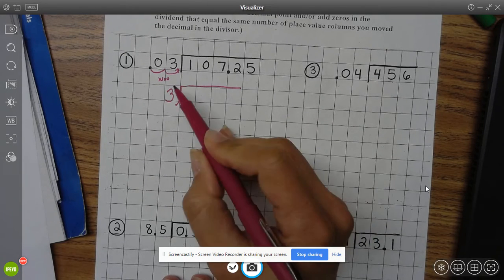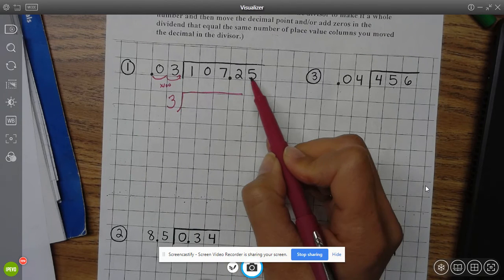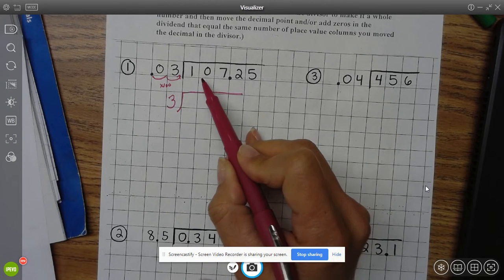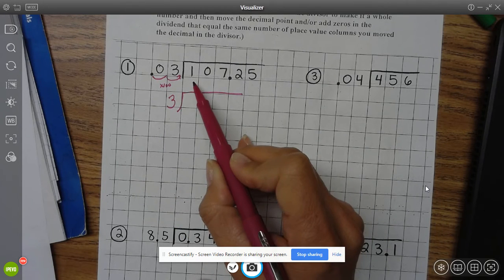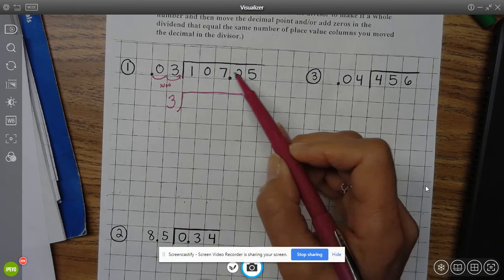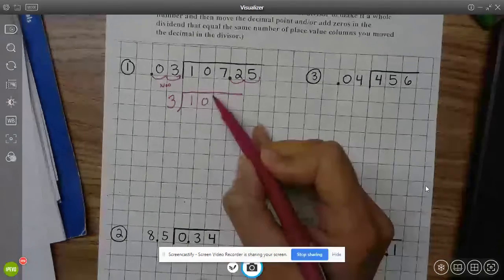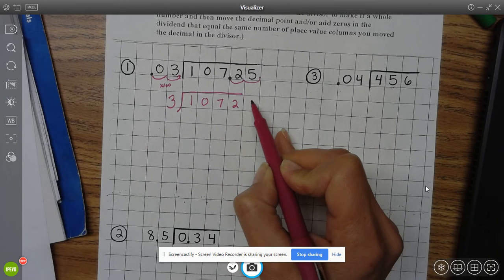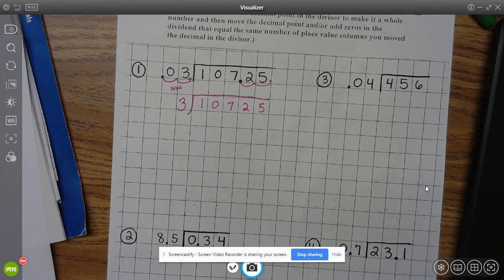Now, if we multiply the dividend by 100, we also need to multiply the divisor by 100. So if we move this decimal place over 2 times, we're also moving this one over 2 times. So your new problem becomes 10,725, and then you solve it as normal.